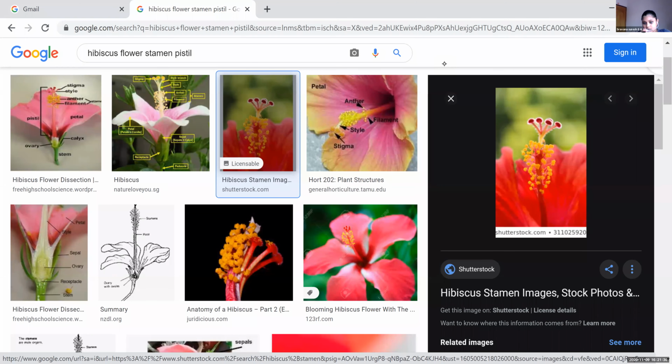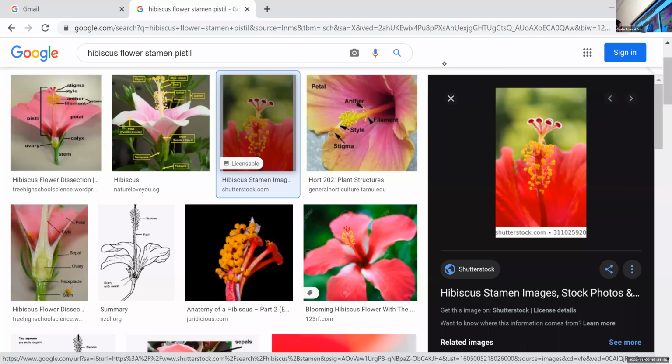It is called style. Yes. And in hibiscus, the anther and stigma are fused together. Smriti, you asked me, right? Yes, ma'am. In this particular flower, they are fused together. I'll show you some other picture where there are markings on this.